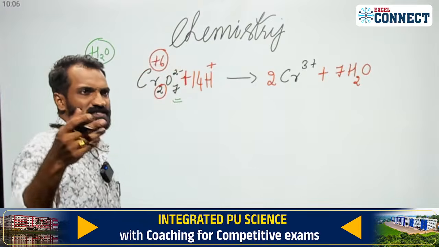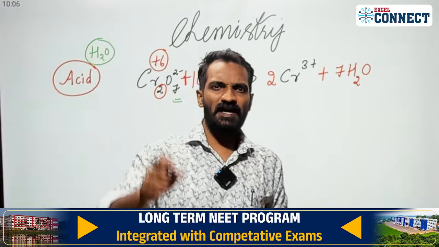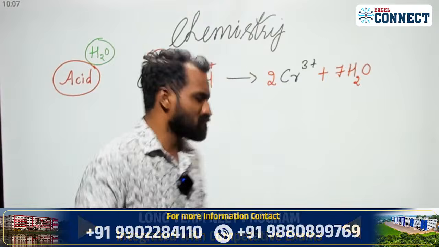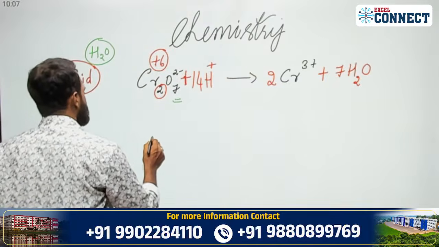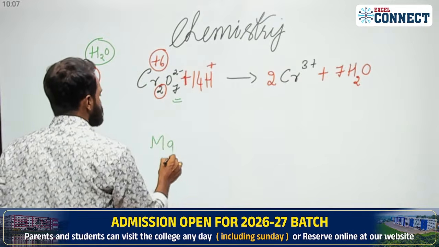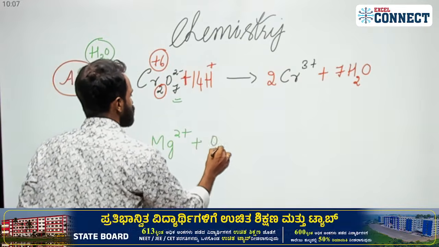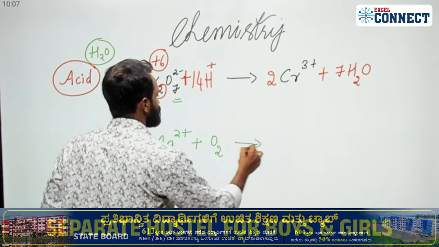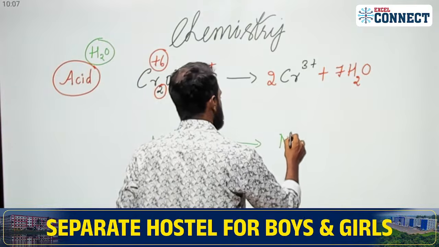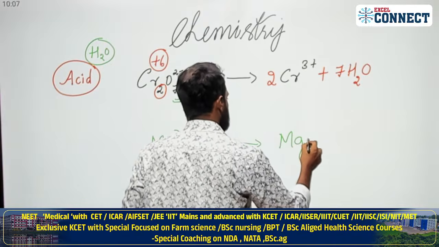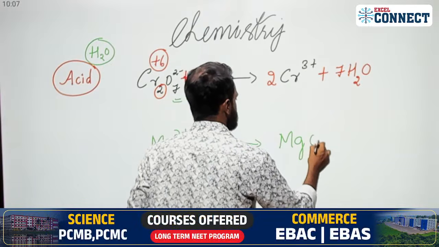Remaining is normal balancing. Normal balancing you can do by adding oxygen or whatever may be. For example, normal balancing is okay. Magnesium combines, undergoes combustion in the presence of oxygen, gives what, my dear students? Magnesium oxide. Magnesium oxide, that is important. Magnesium oxide, likewise.